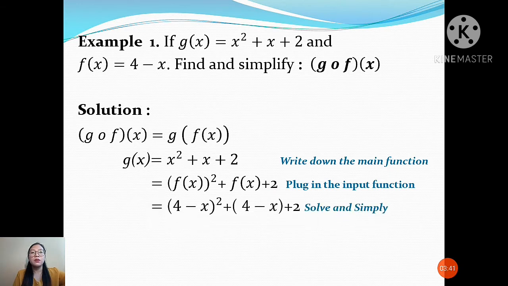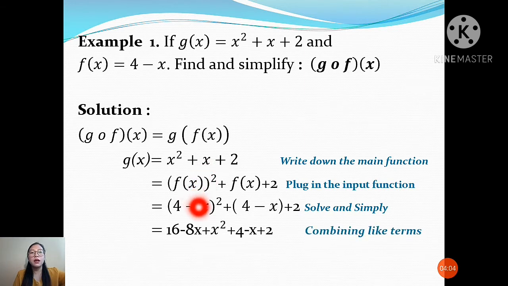Then next, we substitute the given function for f(x), which is 4 - x. So the result will become (4 - x)² + (4 - x) + 2. Then next we have to solve and simplify. The quantity (4 - x)² is 16 - 8x + x². Since the operation is addition, we just simply copy 4 - x, and then + 2.